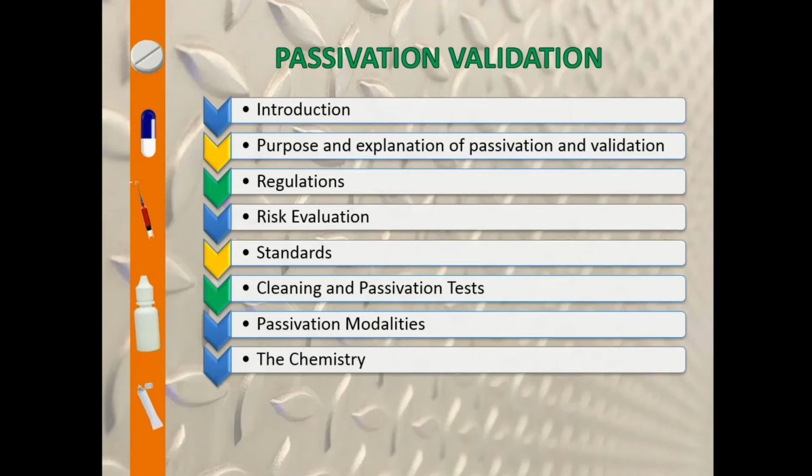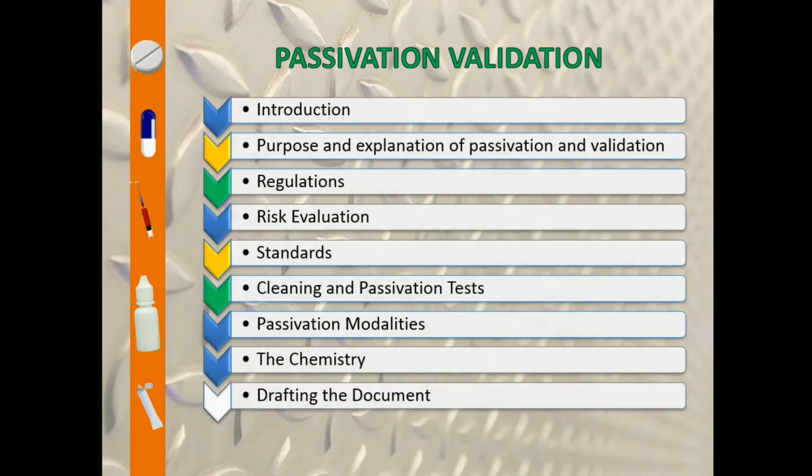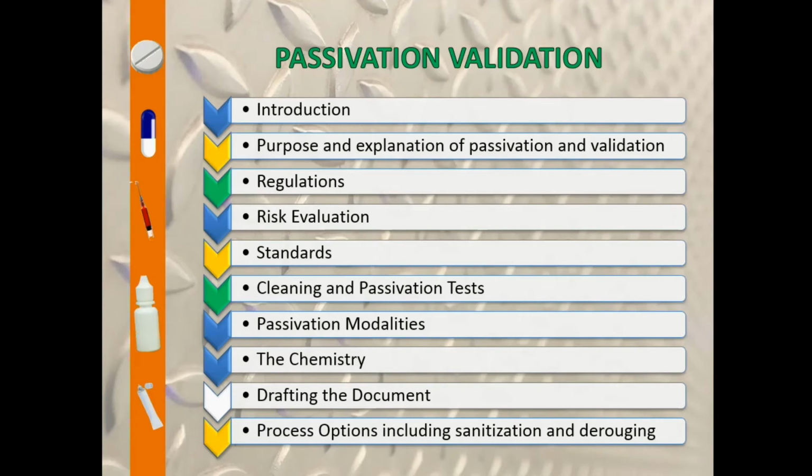Besides caustic and citric acid, many more chemicals are used to clean and passivate. I will mention many of them and their use. In drafting the document section, you can find a very comprehensive list of information to include in a passivation validation package. Finally, I will talk about other stages of the cleaning process associated with the passivation, especially the sanitization and the rouging.